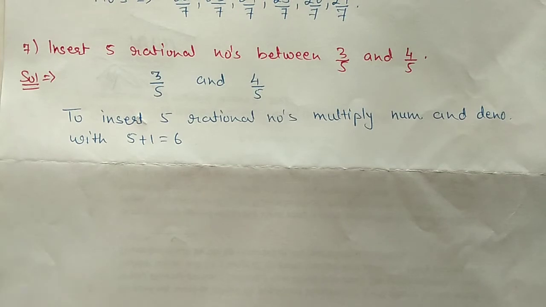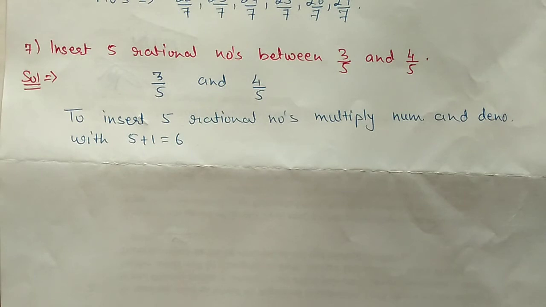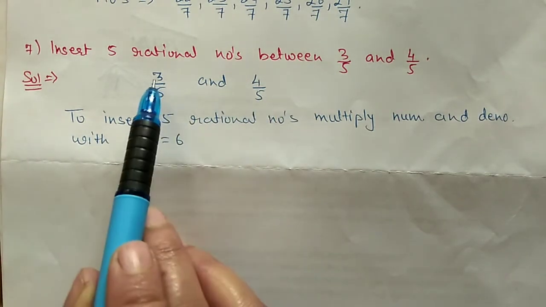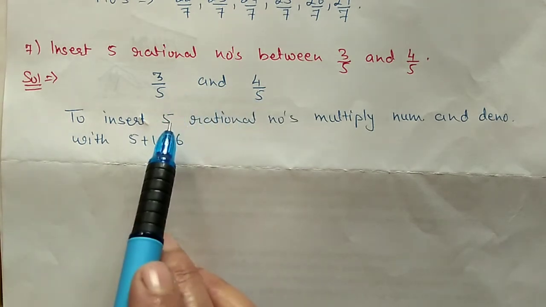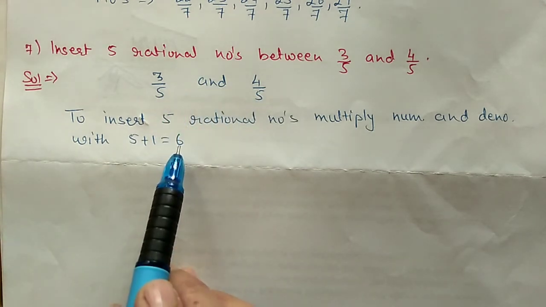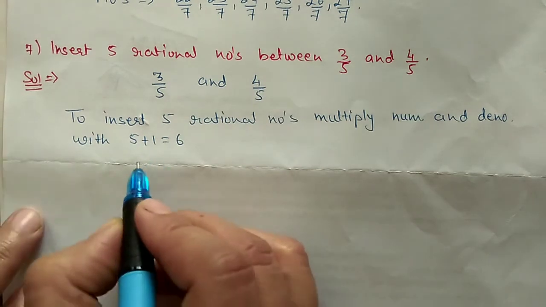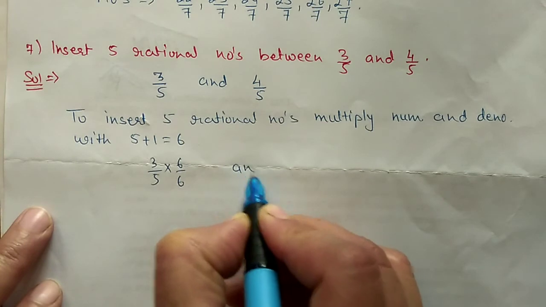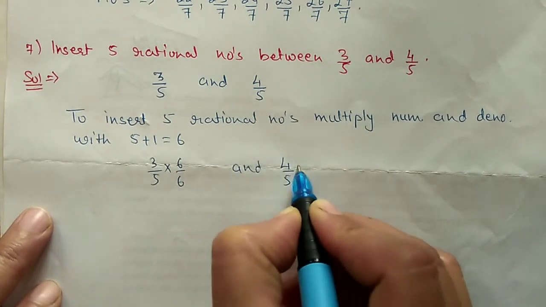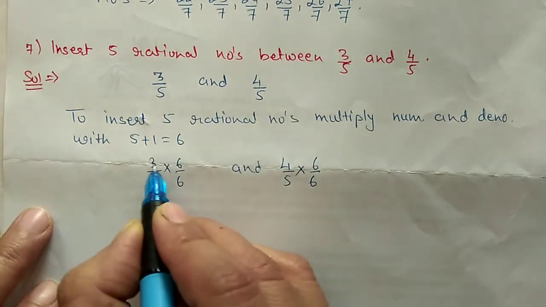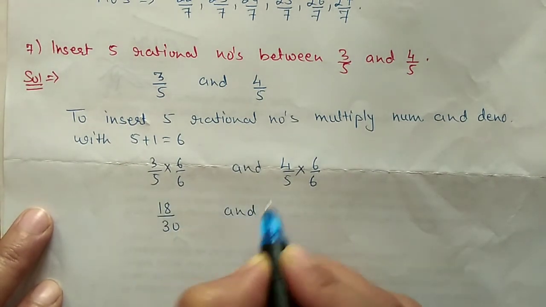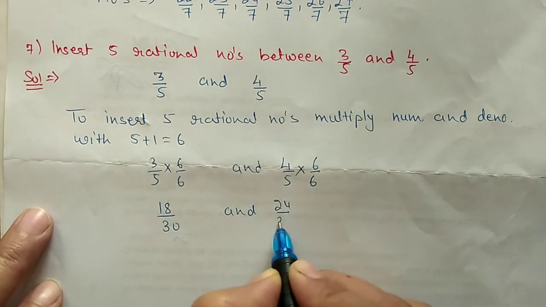Next question number 7. Insert 5 rational numbers between 3 by 5 and 4 by 5. So in this case the denominator is already the same and the numerators are in continuity, 3 and 4. So to insert 5 numbers we will multiply by 6 up and down. So the first number will become 3 by 5 into 6 by 6 and the second number 4 by 5 into 6 by 6. So 3 into 6 is 18 by 30 and the second number is 4 into 6, 24 by 30.